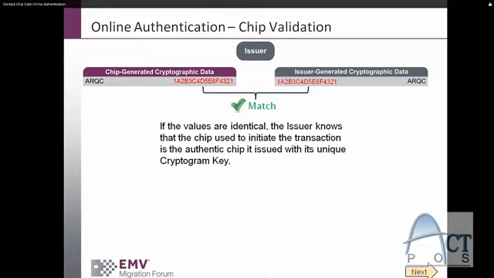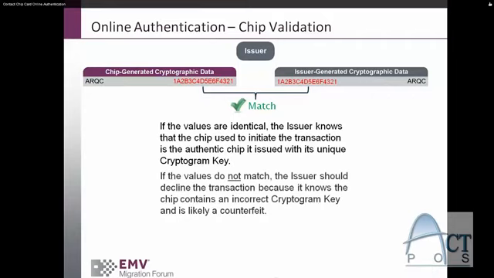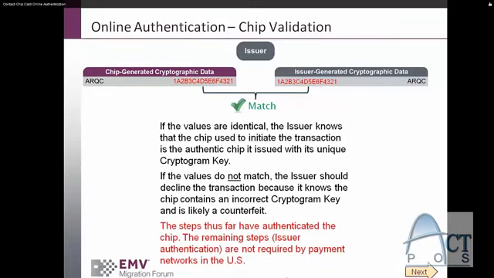If the values are identical, the issuer knows that the chip used to initiate the transaction is the authentic chip it issued with its unique cryptogram key. If the values do not match, the issuer should decline the transaction because it knows that the chip contains an incorrect cryptogram key and is likely a counterfeit. The steps we've talked about thus far have authenticated the chip.